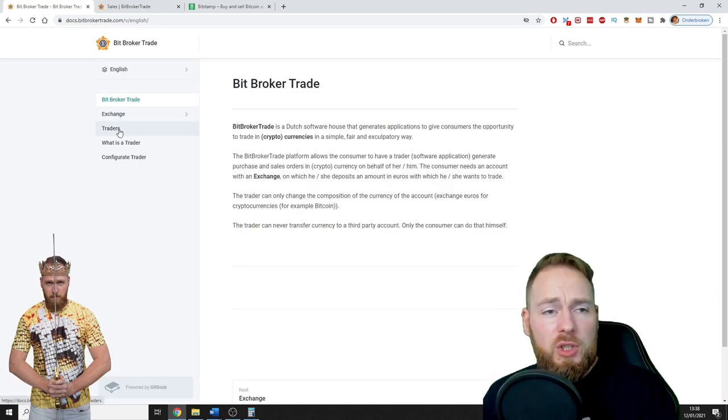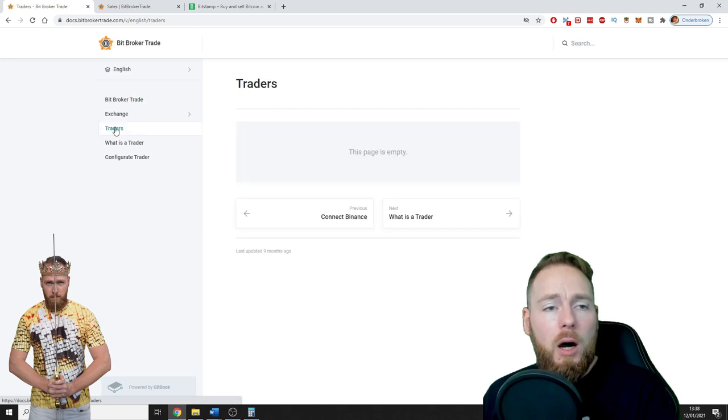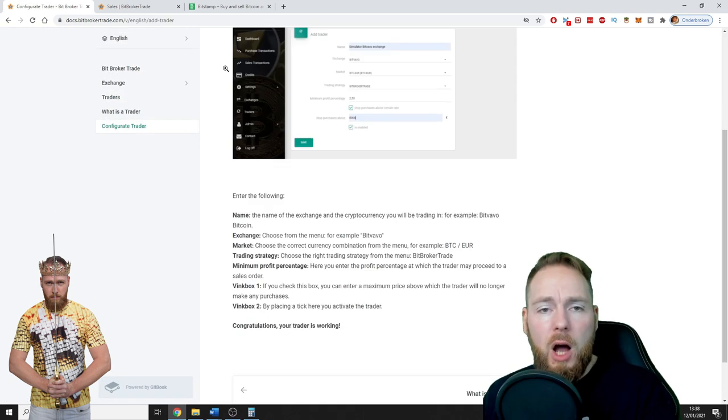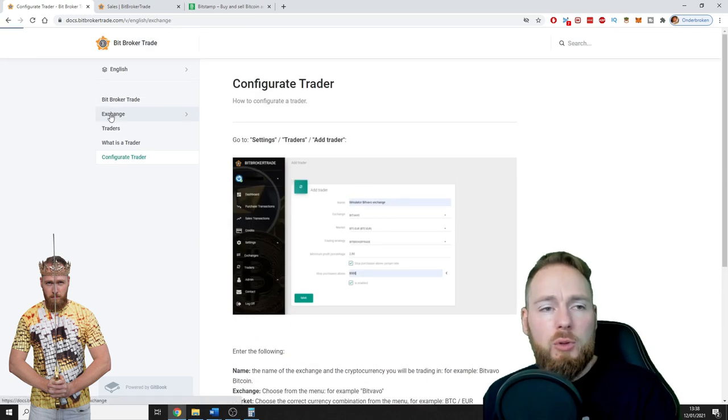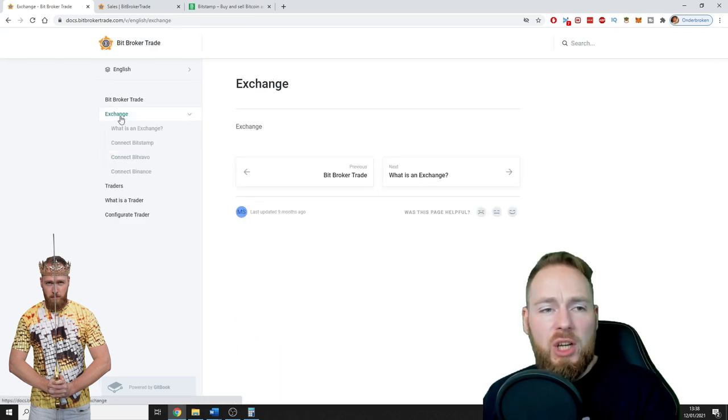So here you can check how to configure your trader, for example, how to add a trader, how to link your exchange, etc. So step by step guide, super easy.